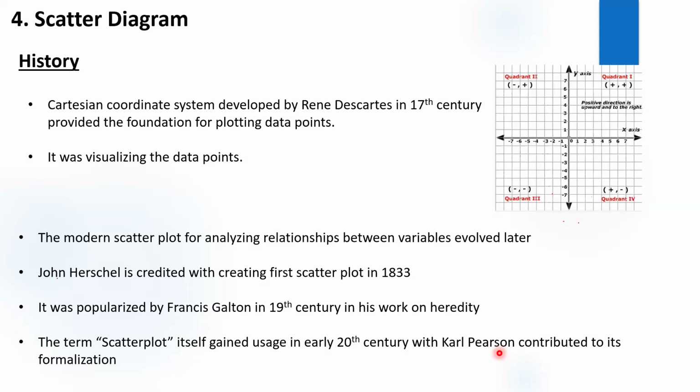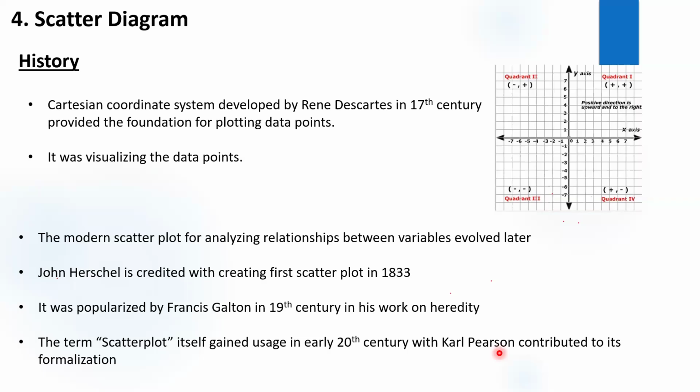So once again, I will repeat. Scatter diagram is also called a scatter plot. It is used for variable data, to analyze the relationship between variable data. If I have two data, for example, one is temperature in degrees Celsius and another is the sale of ice cream. When the temperature is 40, how much is the sale of ice cream per day?